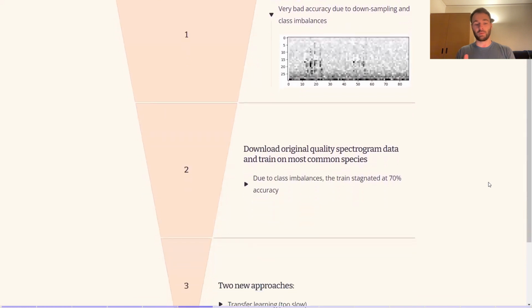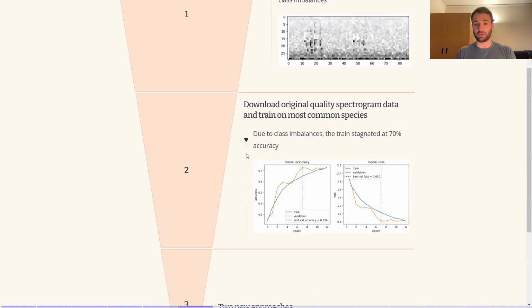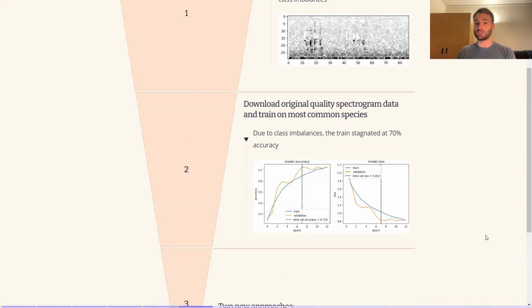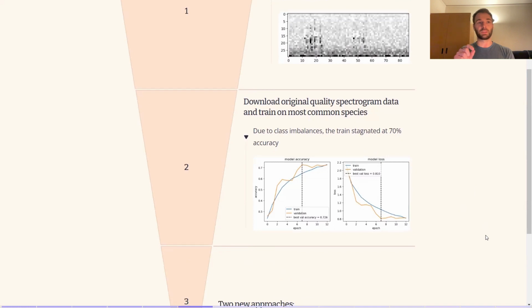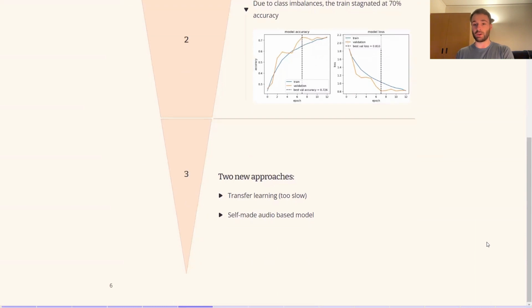And so for the next section, we downloaded a lot of the original spectrogram data for the 10 most common species in the data set, trained another model on that, and we got roughly 70% validation accuracy. And we noticed that the classes were very deeply imbalanced, with the least being about 989 and the most being about 2000. For the third approach, we did transfer learning on a self-supervised audio-based model. And for those, I ask you to take a look at the notebook. We have that in there.